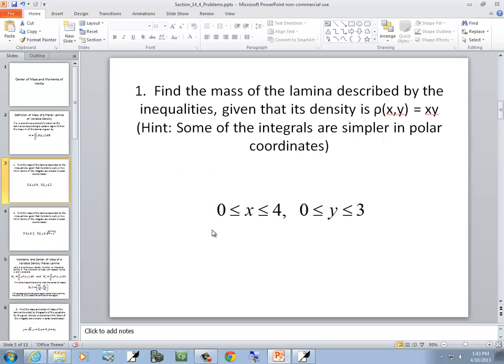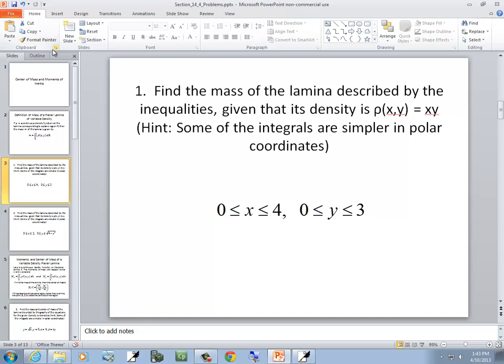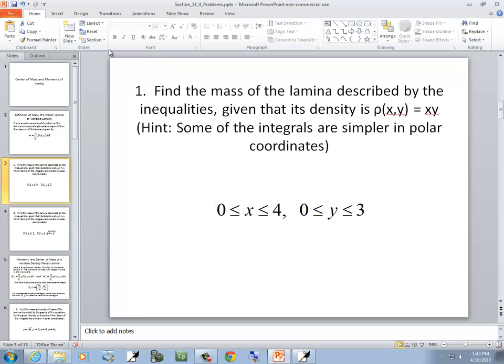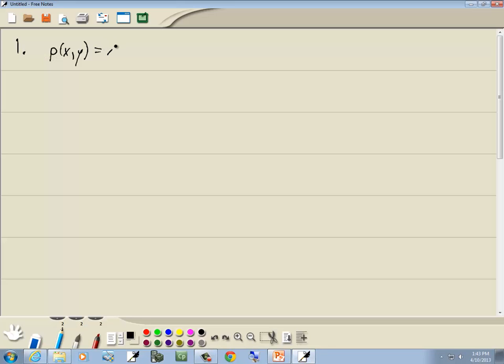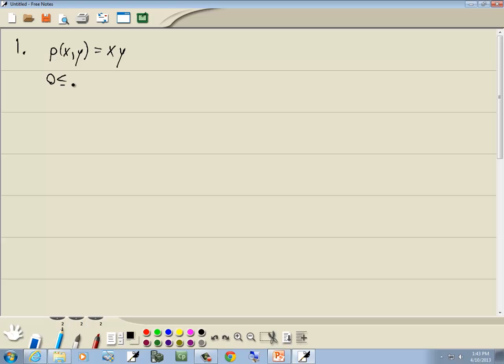So let's take a look at our first problem. Find the mass of the lamina described by the inequalities, given that its density rho of xy, I don't make rho very well, looks like P, is equal to xy. Hint, some of the integrals are simpler in polar coordinates. This tells us that x is between 0 and 4, and y is between 0 and 3.